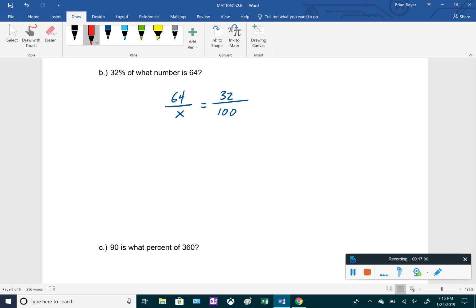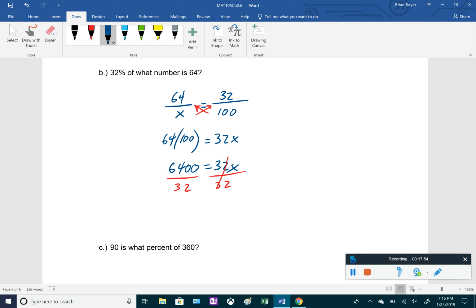So solving this, we need to cross multiply. So that's going to be 64 times 100 equals 32 times x. So that's going to be 6,400 equals 32x. Divide both sides by 32. We get x equals 6,400 over 32, which is going to give us 200. So 32% of 200 is 64.